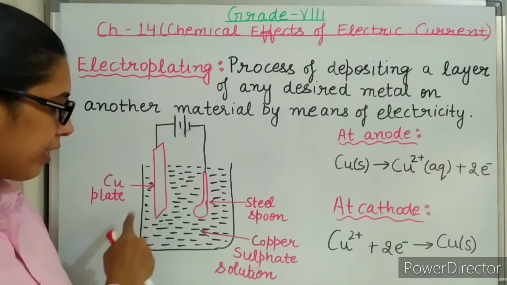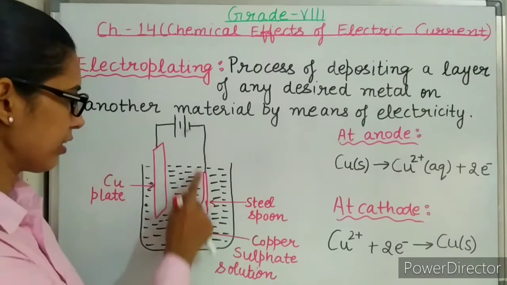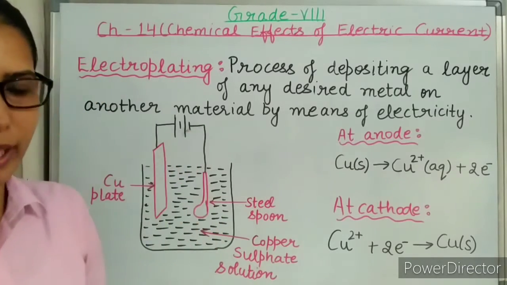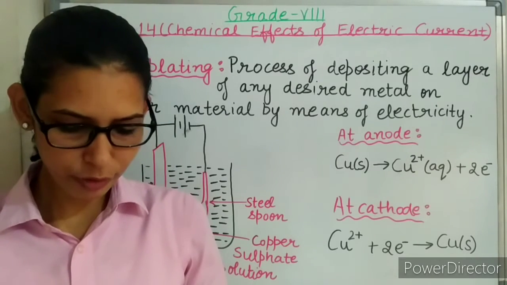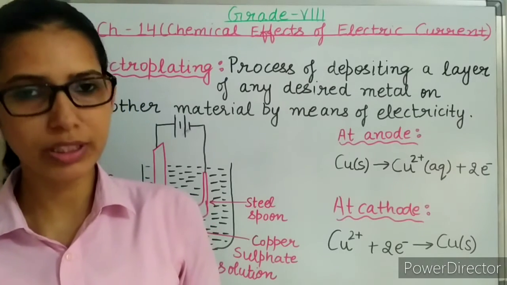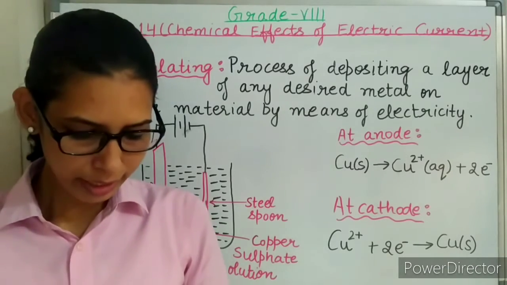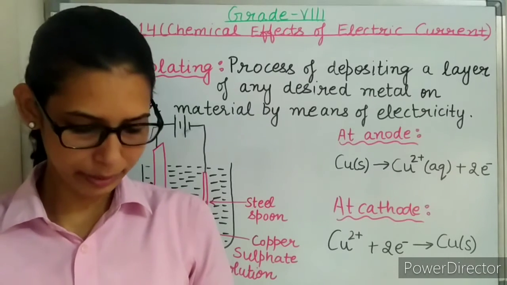So copper gets deposited on that object that is connected to the negative terminal of the battery. The process of depositing a layer of any desired metal on another material by means of electricity is called electroplating. Electrolysis occurs when the electrolyte is in liquid state.